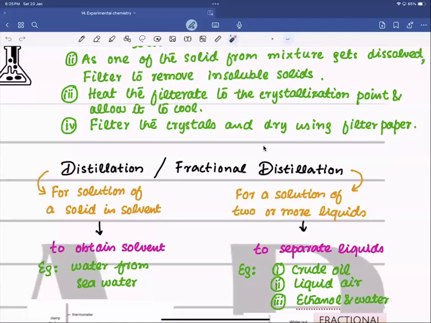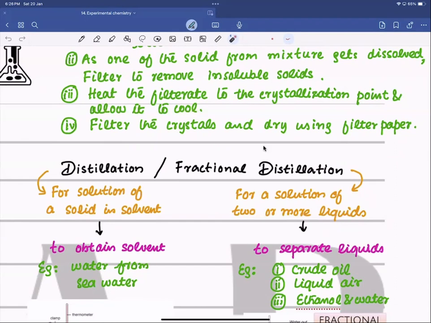Second point, liquid air. Actually, air is a mixture of gases. Being gases, we cannot separate them, so we will cool that mixture of gases so all the air becomes liquid. Then we will do the fractional distillation of that liquid air to separate nitrogen, oxygen, and the rest of the gases.